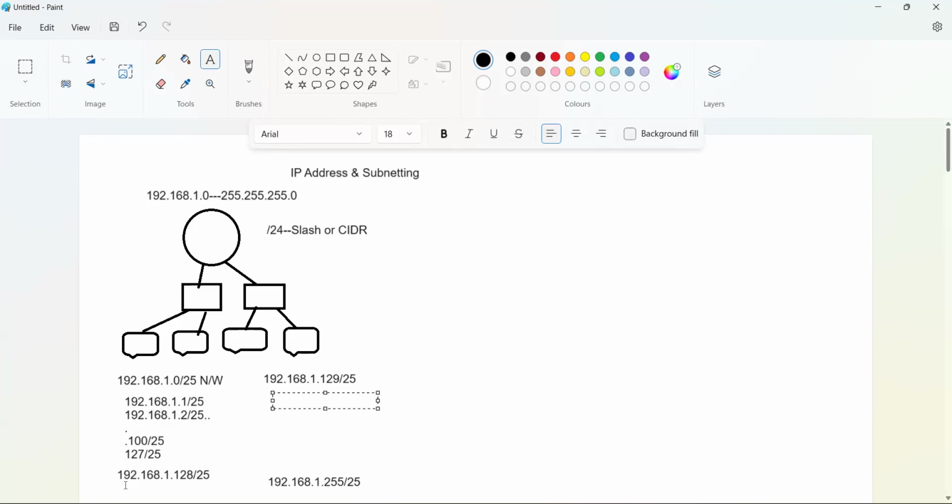In between, see here, 129, 130 and 131, up to 254. This range we will get. Our requirement is 100 hosts. Okay, 100 host IP addresses. There I got 128, which means still 28 addresses are wasted.